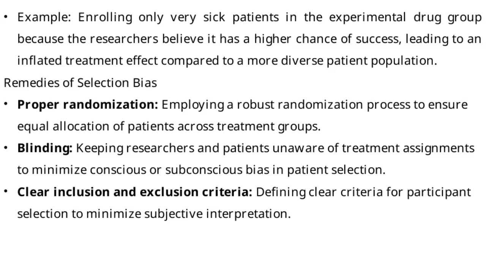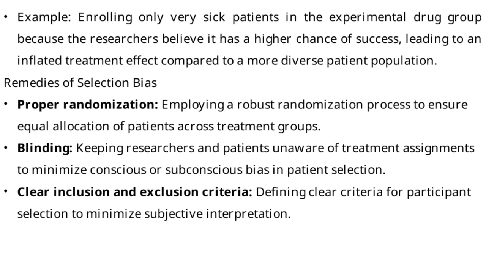Let's talk about some effective ways to address selection bias in studies. First, proper randomization is crucial. By using a strong randomization process, we can ensure that patients are equally distributed across different treatment groups, which helps prevent any systematic differences.